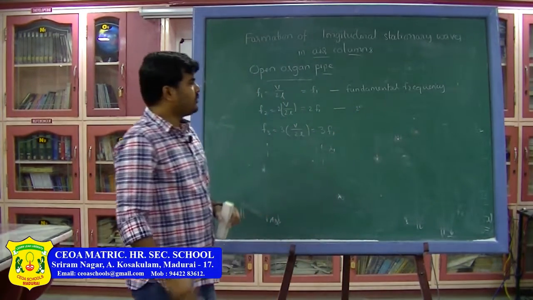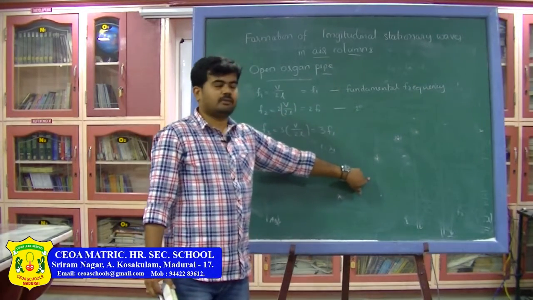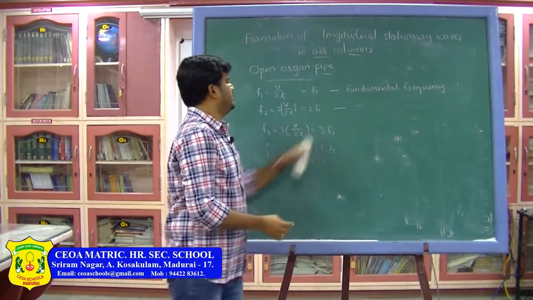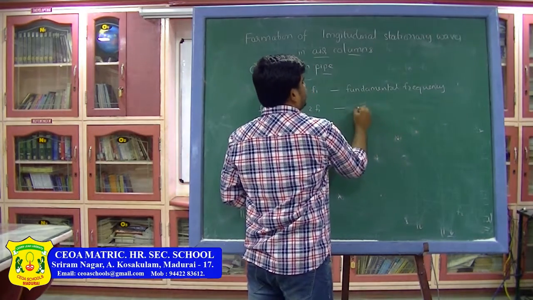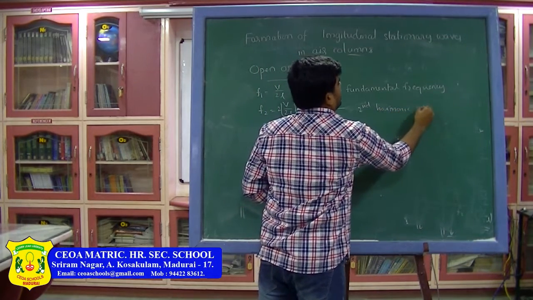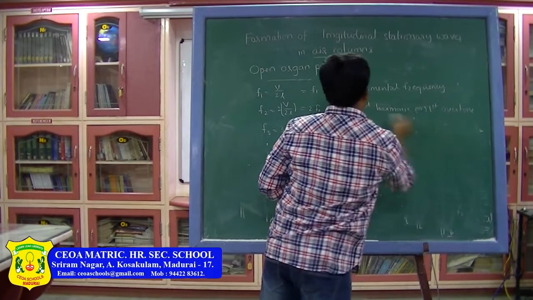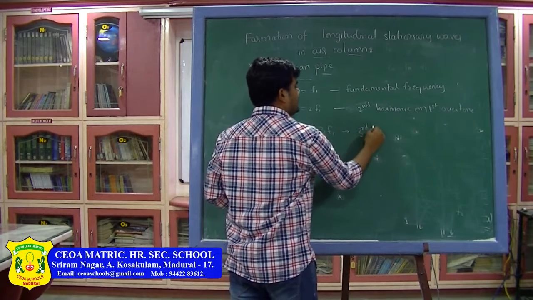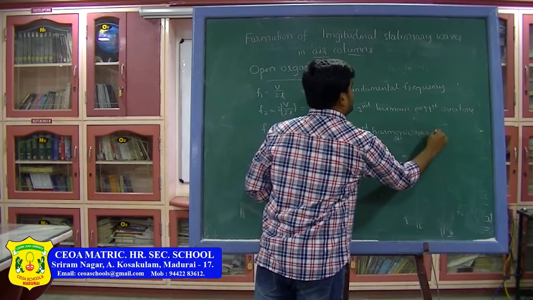So, we know that except the first one, the remaining frequencies are known as overtone frequencies. So, the second one is called the first overtone. So, you can say second harmonic or first overtone. This is called the third harmonic or second overtone and so on.